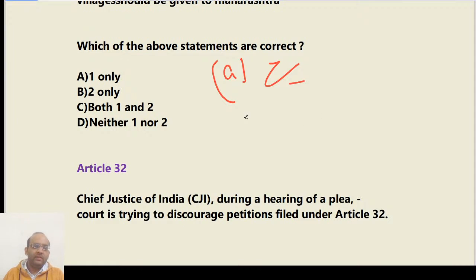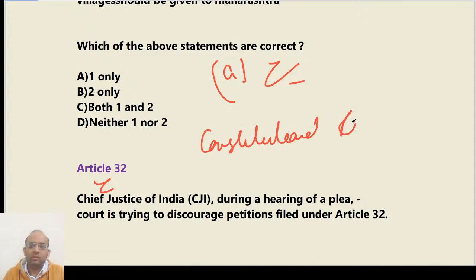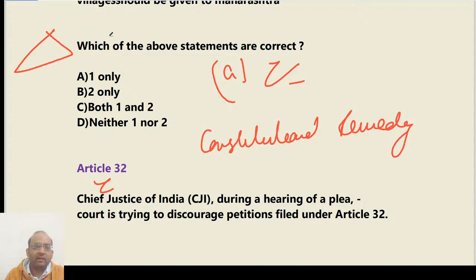So this is Article 32. What is the news about Article 32? I think first you should know what Article 32 is. It is basically the Article of Constitutional Remedy. I have explained to you in the previous class the concept of this normal triangle and reverse triangle.